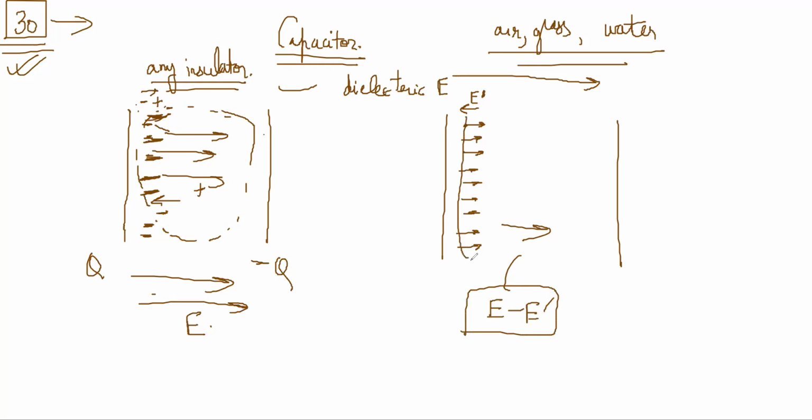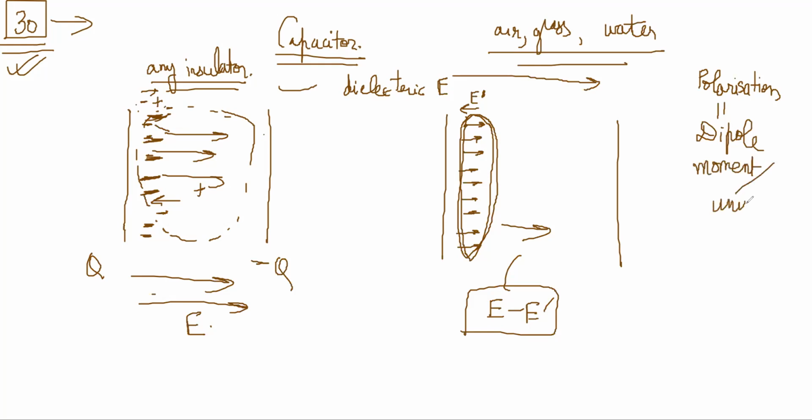Because of the dipoles, there is a dipole moment per unit volume, which is called polarization. You should read about all of this in the book. Polarization is called the dipole moment per unit volume. So the material gets polarized, and there are a lot of dipoles in every unit volume. Because of which the E field that would have happened in vacuum is reduced now. And how much does it become? It becomes E by K.